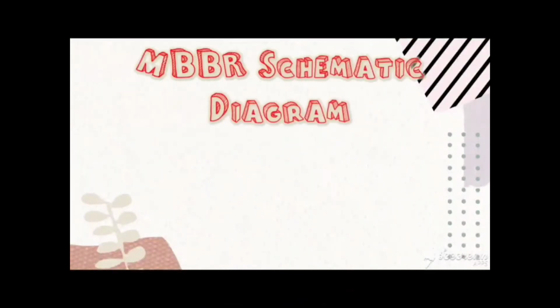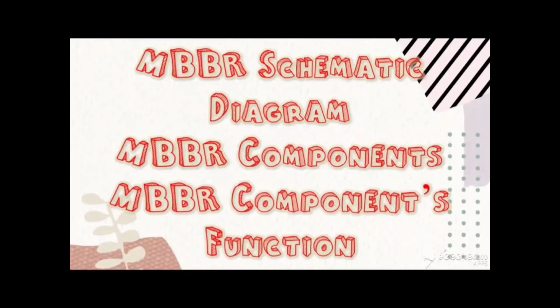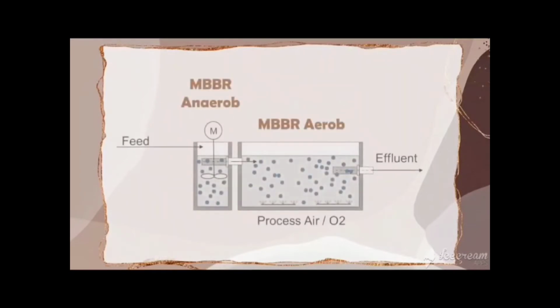Now, I will continue on MBBR schematic diagram, MBBR components and MBBR components function. First, I will share about MBBR schematic diagram. There are two types of MBBR. The first one is for anaerobic process and the second one is for aerobic process. As we can see, MBBR anaerobic has a stirrer while MBBR aerobic doesn't have a stirrer.